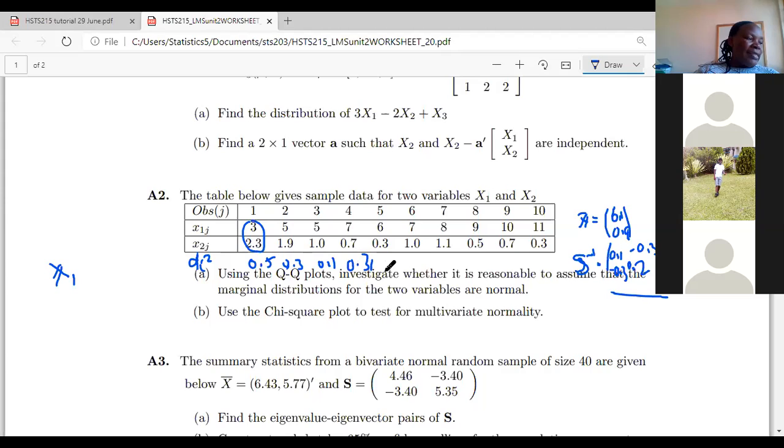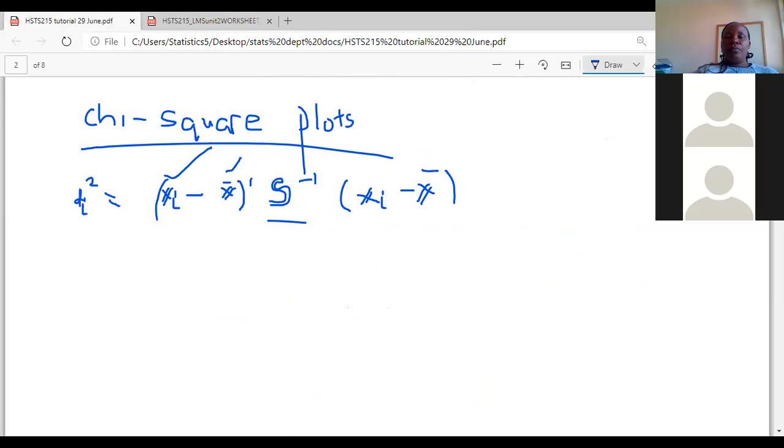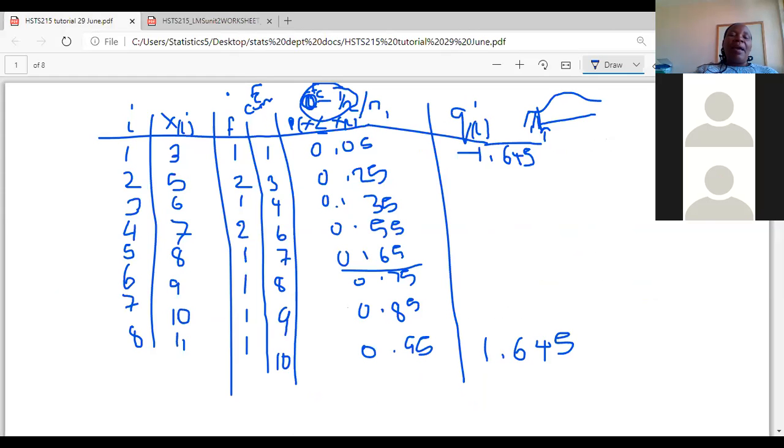Then the next step is to order these values. You order them. The procedure is the same as we did for the first question.